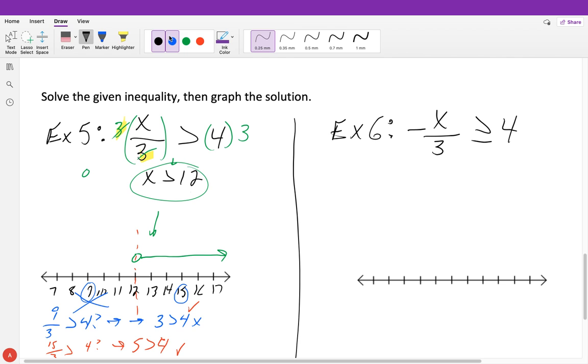Now from here, the next one, we have negative x over 3 is greater than or equal to 4. So not only do I need to get rid of this division, but I need to get rid of this minus sign as well. So I'm going to multiply each side by negative 3. Now that I'm multiplying each side by a negative number, I need to flip my inequality. So now x is less than or equal to negative 12. Now I'm going to write in my number line.